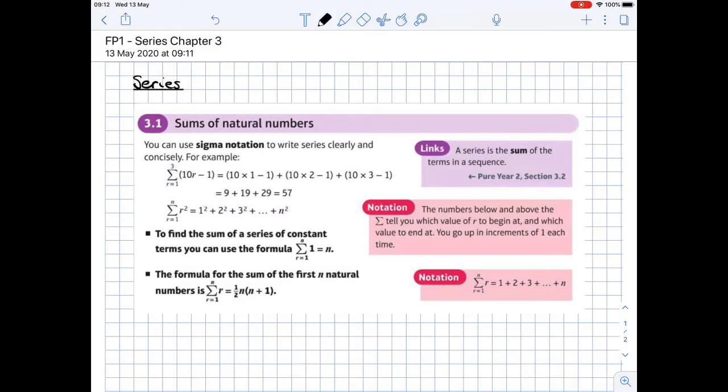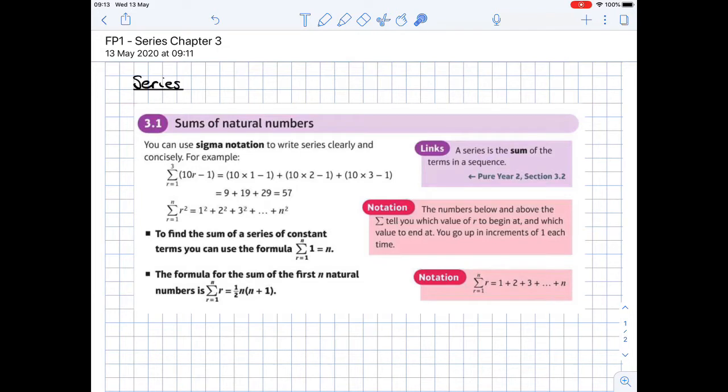Series 3.1 Sums of Natural Numbers. Here we are going to use sigma notation again, introduced in single maths. So remember, with sigma, this is capital sigma, we have a number underneath. So r equals 1, so we start summing the series from 1 and we stop at the third term. For this example, you can see the rule is 10r minus 1. So for the first term, we do 10 times 1 and then subtract the 1, and repeat that for the second and the third terms, giving us a total of 57.